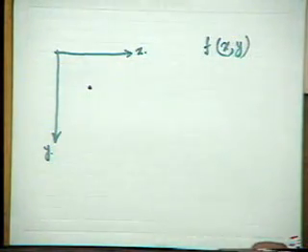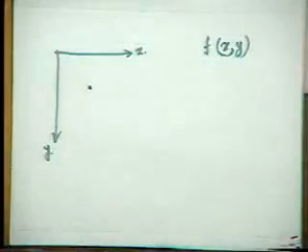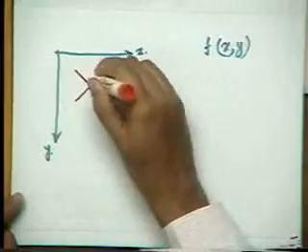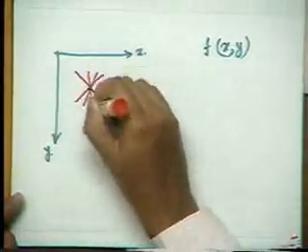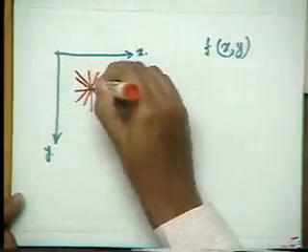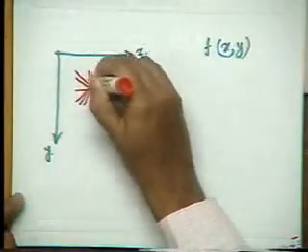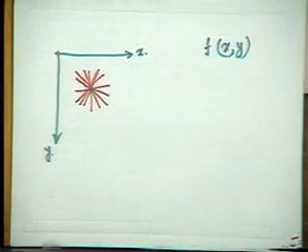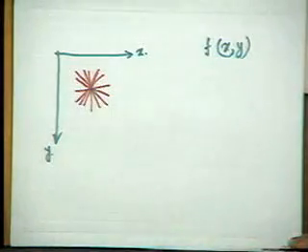Only 4? Assume a continuous space, and there could be an infinite number of straight lines which one can draw. If this is the xy point, I can draw a straight line like this, I can draw a straight line like this. So an infinite number of straight lines are possible from this point.